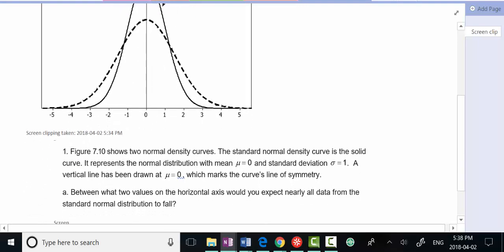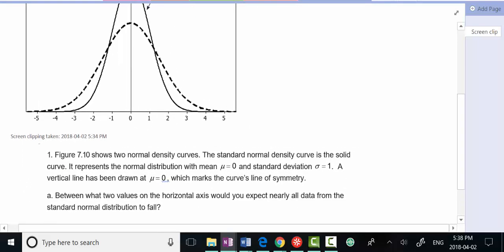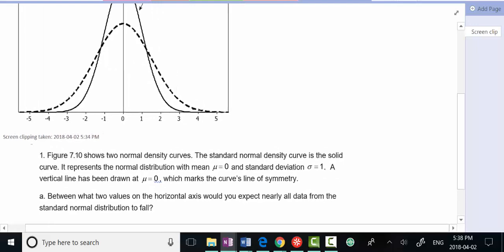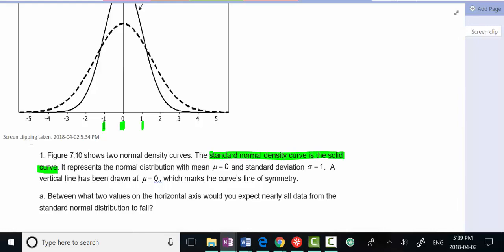is a dashed line. So the first question involves really the solid line, because the solid line is the standard normal density curve. The standard normal density curve is the solid one. It represents a normal distribution with a mean of 0 and a standard deviation of 1. And there's a vertical line at mu equals 0, which marks the line of symmetry.